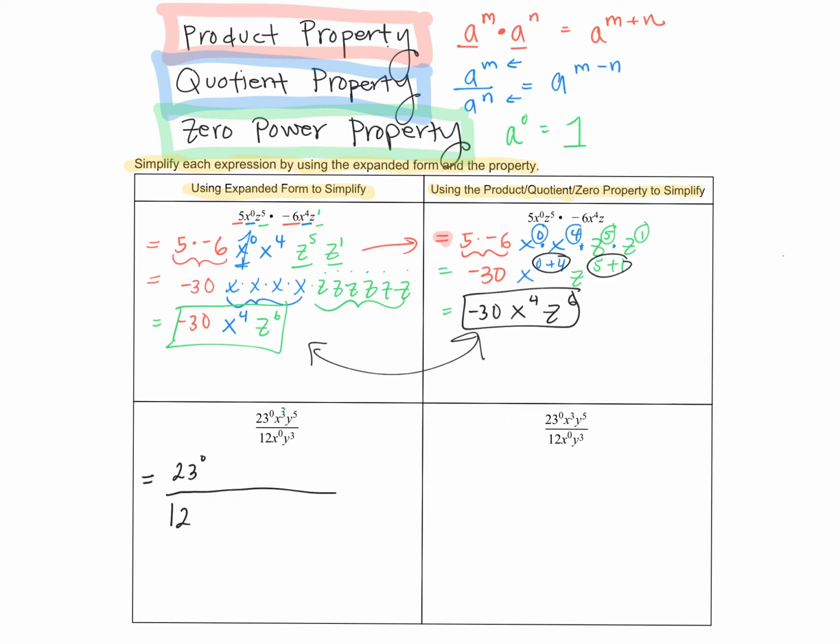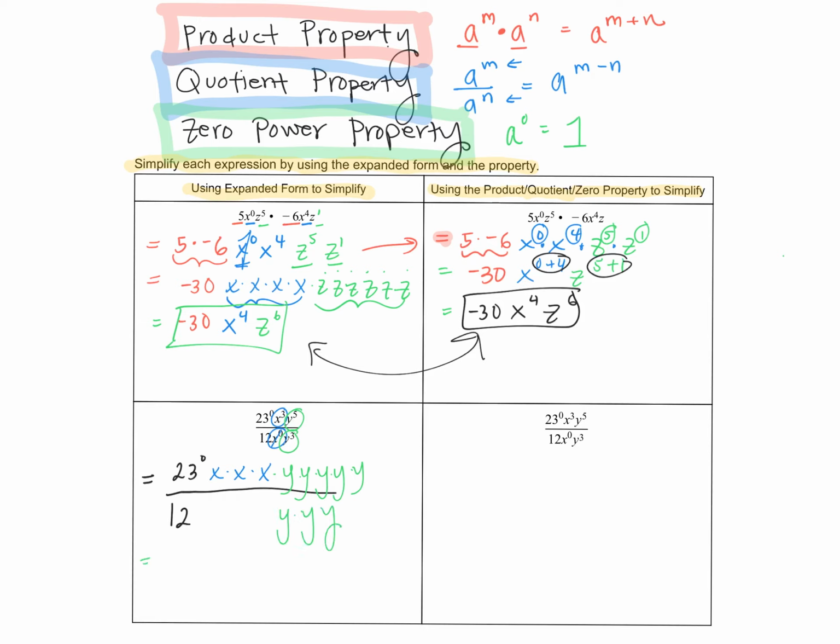So this is x to the 3rd, so that's 3 x's on the top. And then it says x to the 0 on the bottom, so that means I'm not going to put any x's at the bottom. For the y's, I have y to the 5th, so that's 5 y's, 1, 2, 3, 4, 5, all multiplied together. And on the bottom, we have y cubed, so that's 3 y's on the bottom.